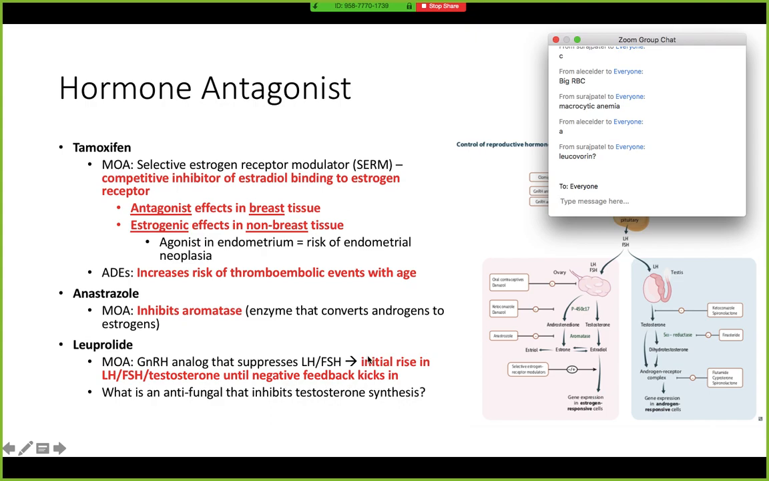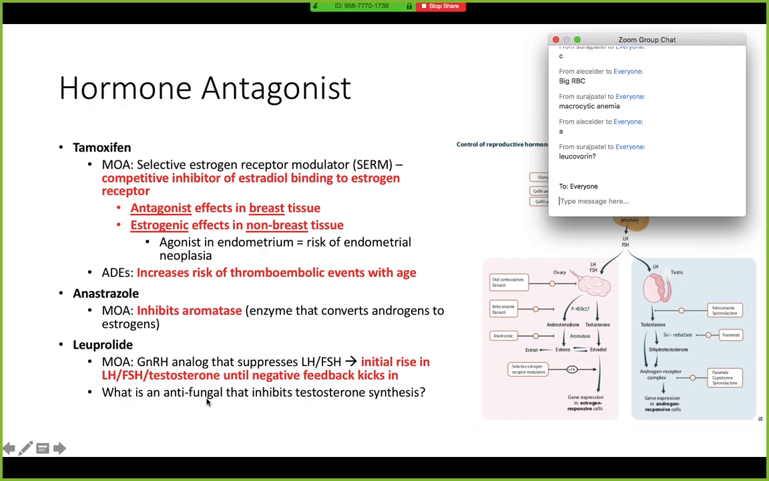So I think that Dr. Quadri is going to talk more about this in the next block on endocrine pharm, so I wouldn't worry about it too much. But initially, you'll see what they call a testosterone flare, and that's before the negative feedback kicks in to inhibit LH and FSH. So leuprolide is used to treat prostate cancer a lot of times, but I don't think that's important for this exam. Of course, anything that's not in red, you don't need to worry about.